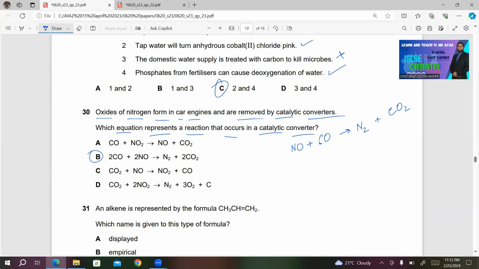For your convenience, I am reading the other choices. In A, CO is reacted with NO2 to produce NO and CO2. This is incorrect because we will not get NO from NO2. NO is treated, NO2 is not treated.